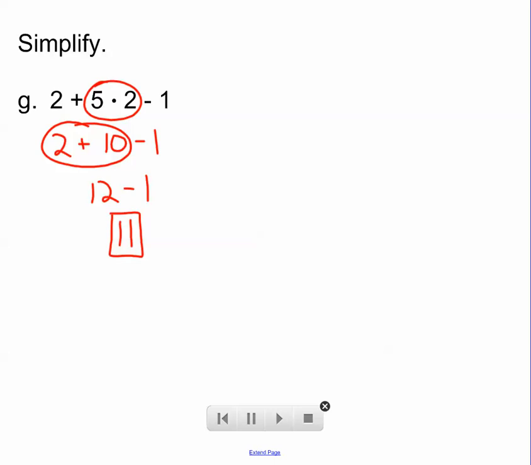Okay, you'll get a much different answer if you just do these operations from left to right. 2 plus 5 is 7. 7 times 2 is 14. 14 minus 1 is 13. That's not the right answer.